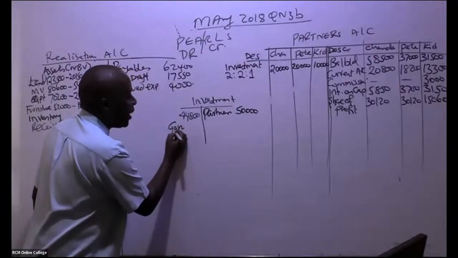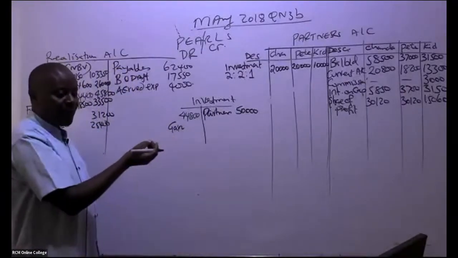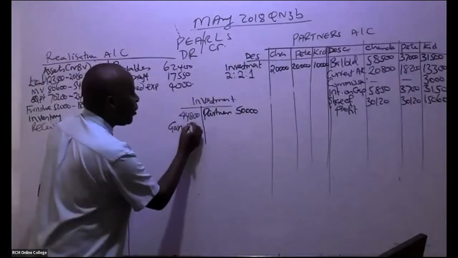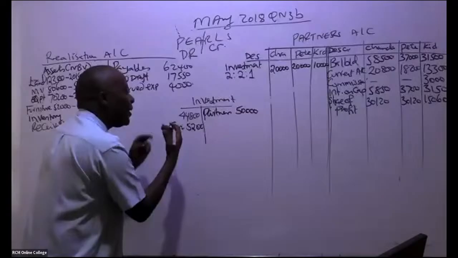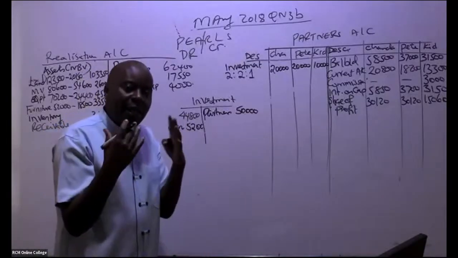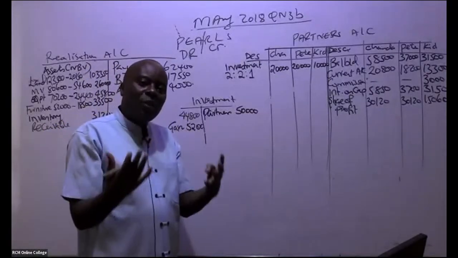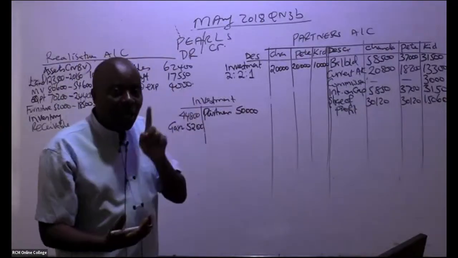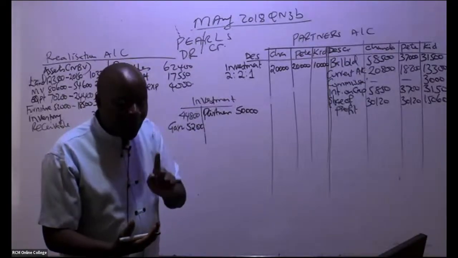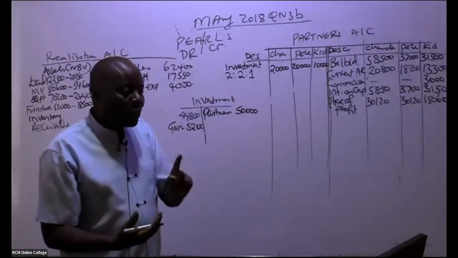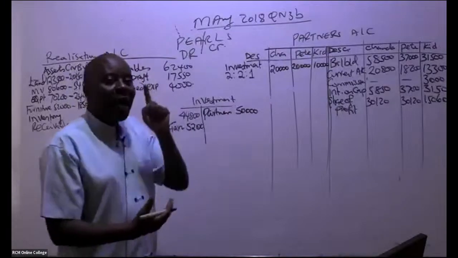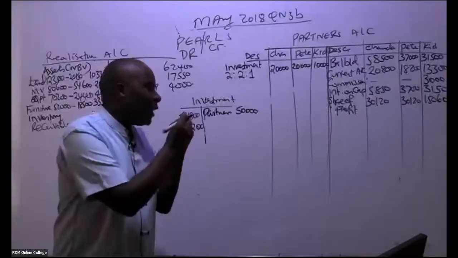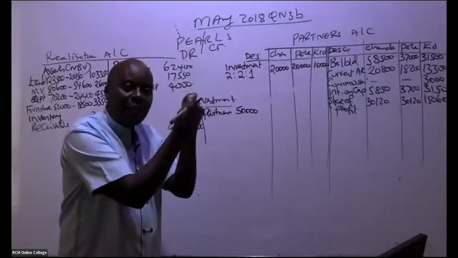What is the balancing figure? The gain on the investment is 5,200. Any gains that you get on these assets, ladies and gentlemen, shall always be transferred to the realization account, because your realization account acts like a P&L. So you've gotten a gain here, so you're supposed to debit this account and then you credit the P&L.